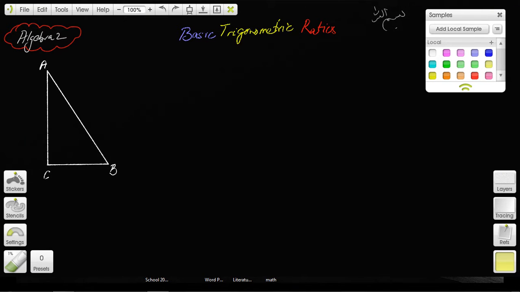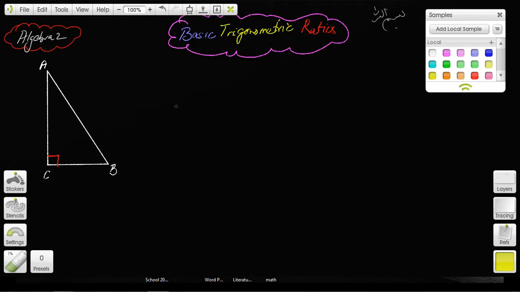Bismillahirrahmanirrahim. Today, inshallah, we'll review the basic trigonometric ratios. We have talked about these briefly in geometry, and this will be a review of SOHCAHTOA and the basic trigonometric ratios. If you recall, in geometry, we derived these from a right triangle, and that's very, very important.